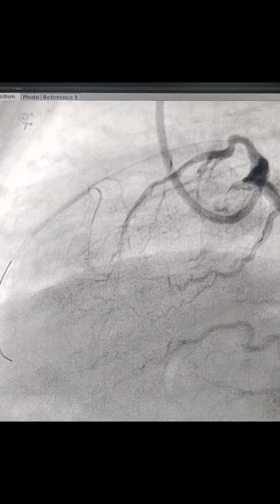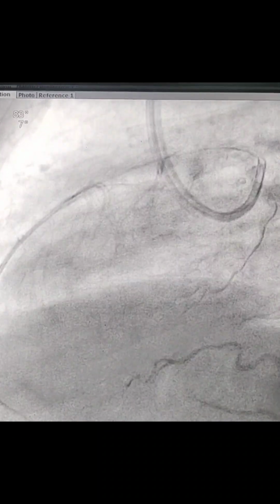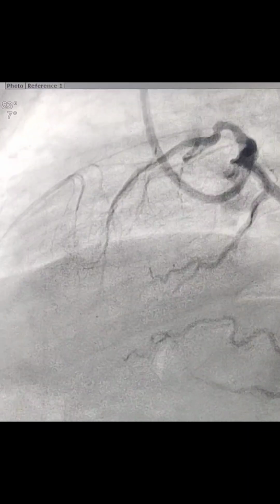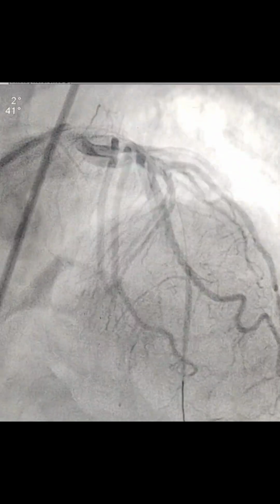So with this Whisper wire only I crossed. We punctured with the Gaia 2 wire, and then progressed with the Whisper. So now I crossed the CTO segment, and then I entered the distal cap, and I succeeded in crossing the CTO lesion, but there was no flow in that segment.